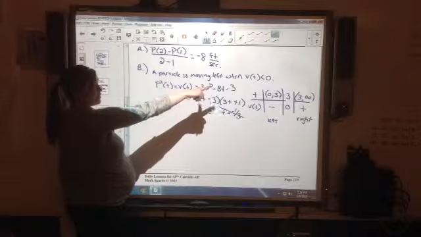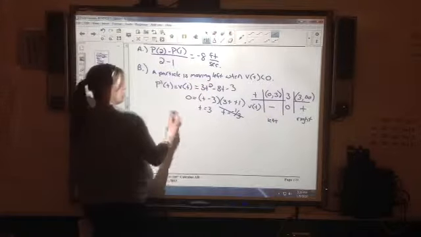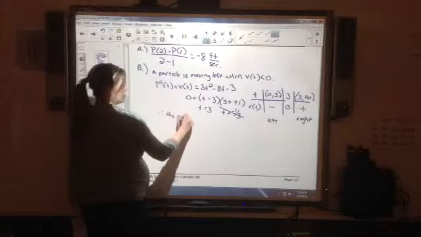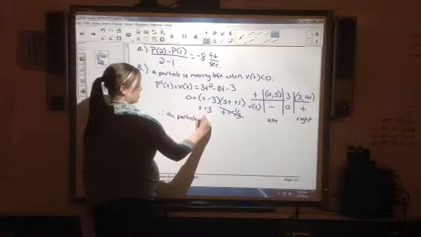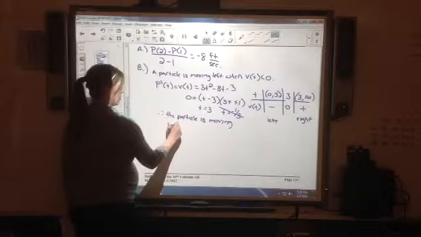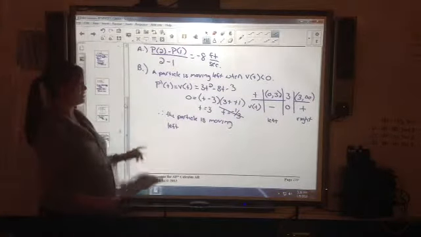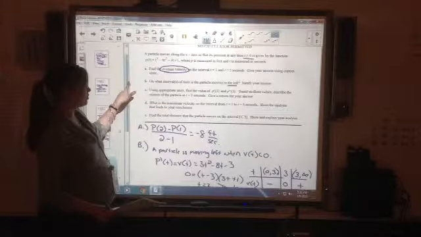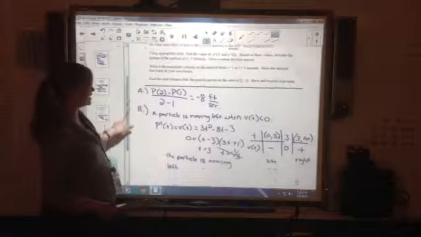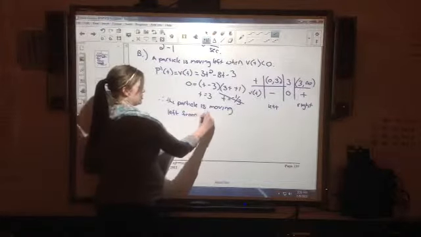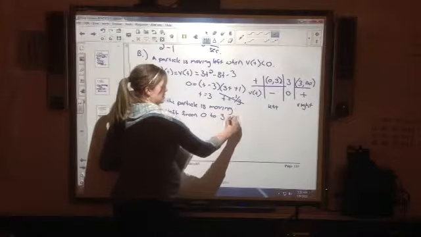A particle is moving left when v of t is less than 0. Therefore, the particle is moving left. You could say on the interval from 0 to 3, but make sure that you have units. So that's measured in seconds. From 0 to 3 seconds.